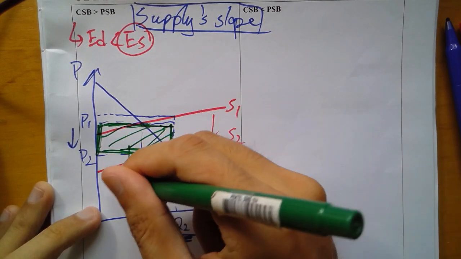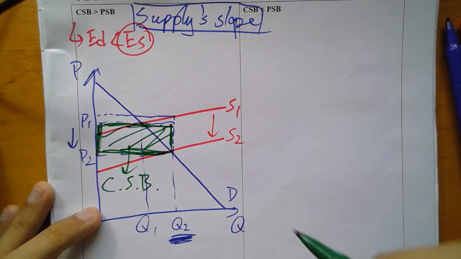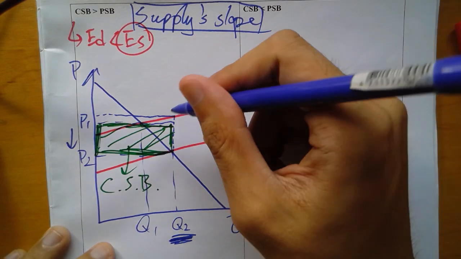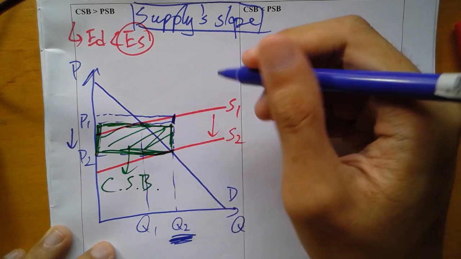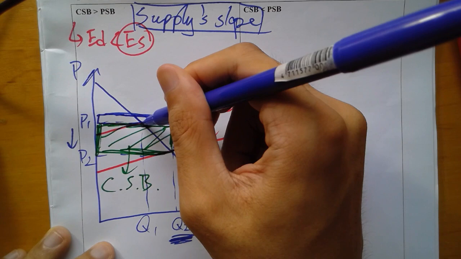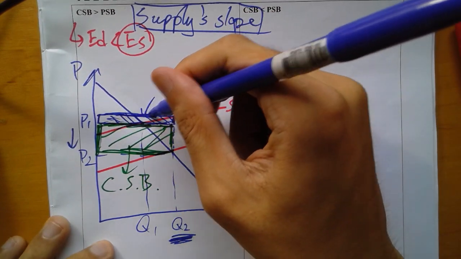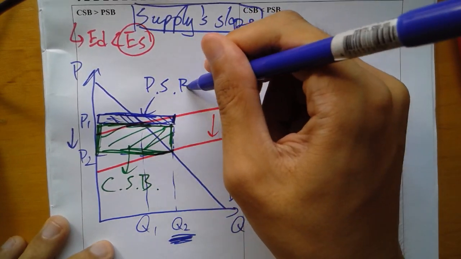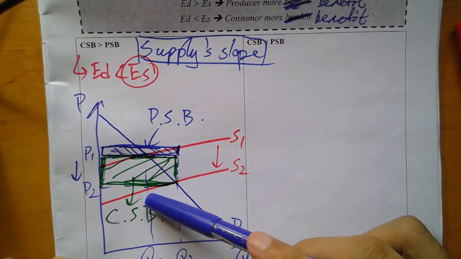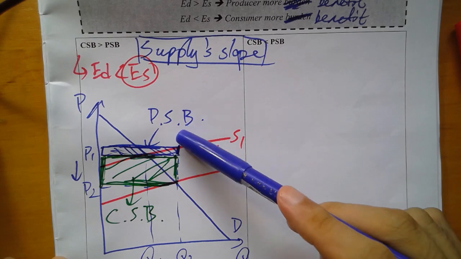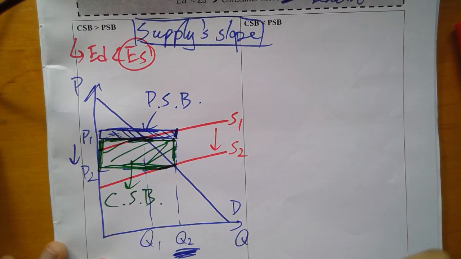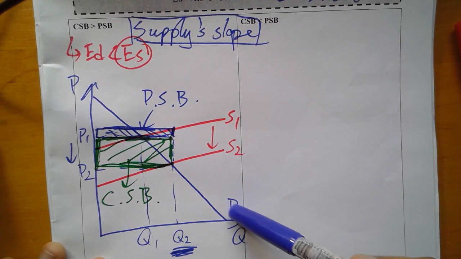This part we call consumer subsidy benefit, right? Now, there is still a very small part here that we have not dealt with. This little guy right here, the rest of it will be producer subsidy benefit. Does that match? Yes, CSB is obviously much bigger than PSB here. Is it true that the consumer enjoys more? Okay, now you see, no funny business with demand.